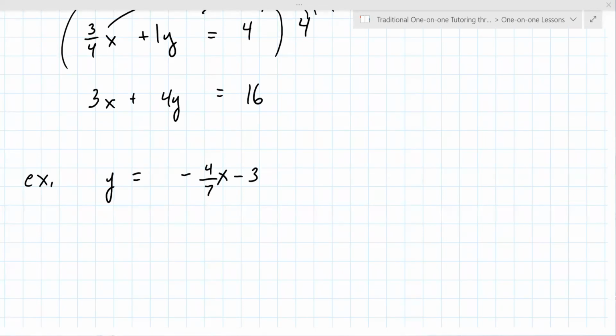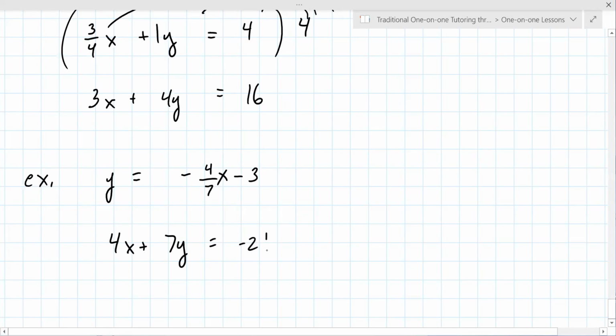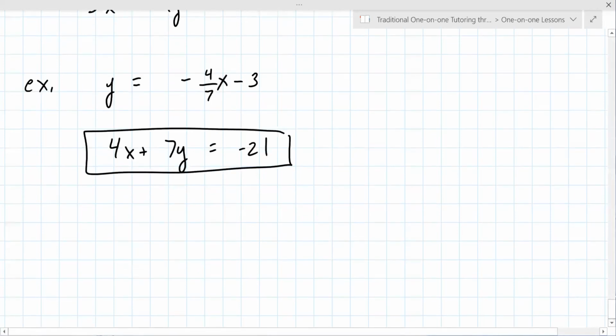Multiply by 7. All right, 4x plus 7y equals negative 21. Yep, you got it. All right, you said negative 21. Yep. Okay, perfect. Okay, so now we're gonna increase the difficulty here for you.